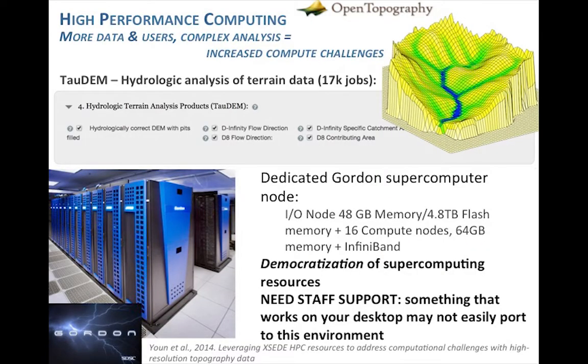Another thing that we run, that's a little bit more mature in OpenTopo, is using TauDEM. Hydrologic analysis for terrain data is a critical input for many numerical methods, flood routing and landscape evolution, as we just heard. Here we partnered with David Tarboton to take what was a desktop tool and put it into production and high performance computing, and that was not trivial.